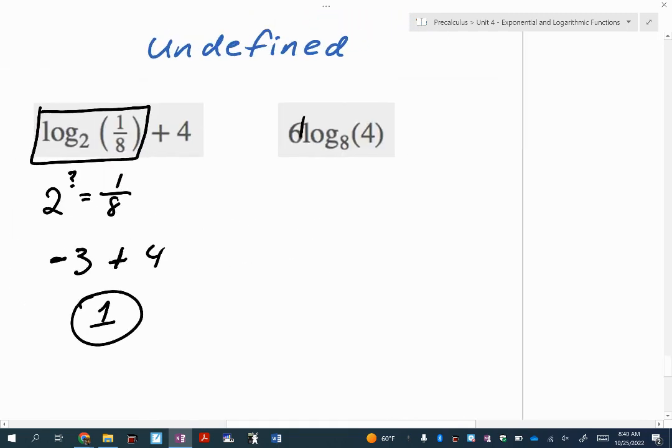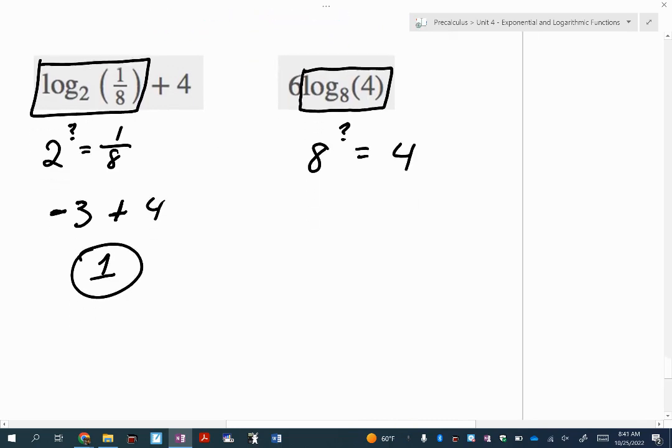Again, this is 6 times a logarithm. Let's just do this one. So 8 to some power gives me 4. This one is interesting. The way I'm going to do it is I'm going to think of, if I take the cube root of 8, the cube root of 8 is 2, but then to get that 2 to become a 4, I have to square it. So that's like 8 to the 2/3 power.